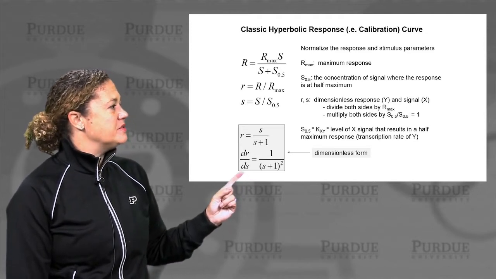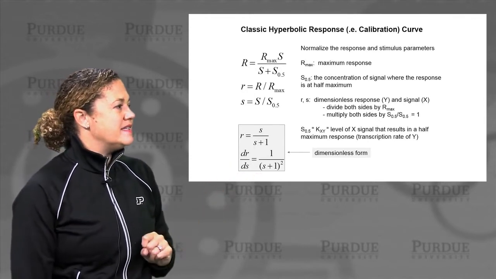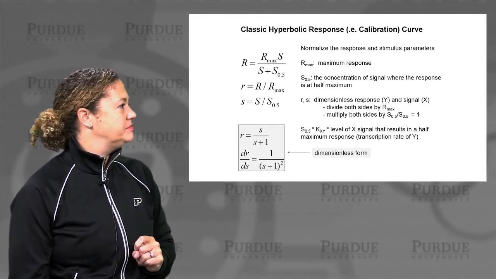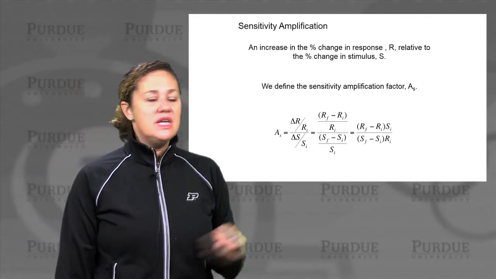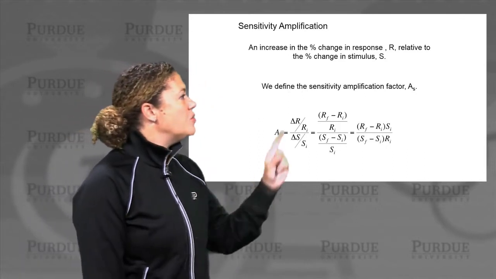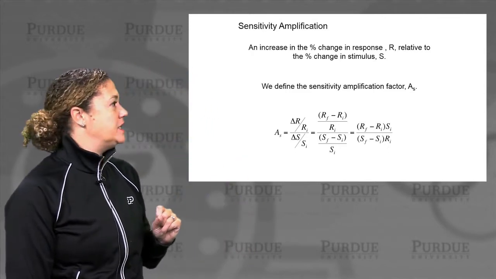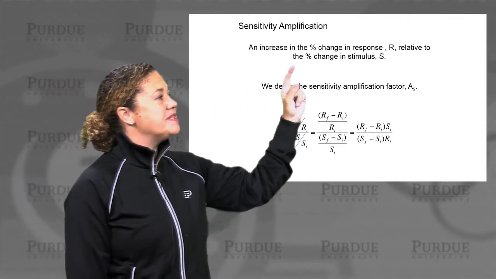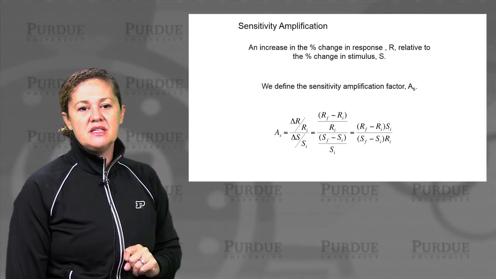And now we can take the derivative and get our dr ds to give us a sense of the sensitivity of the system. And this equals 1 over s plus 1 squared. So if we want to amplify our sensitivity, let's define a sensitivity amplification factor. Now we're going to look at sensitivity amplification as opposed to magnitude amplification. And with sensitivity amplification, we're going to look at an increase in the percent change of response R relative to the percent change in our stimulus S.